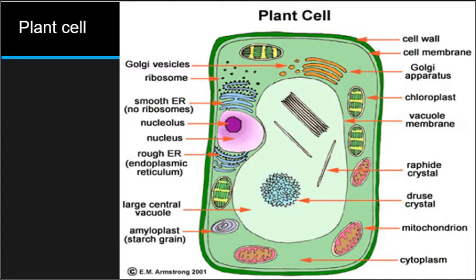It looks a little bit like a mitochondria, but it's green. Animal cells don't have those. Those are chloroplasts. Chloroplasts contain chlorophyll. Chlorophyll is green. And it does what for the cell?